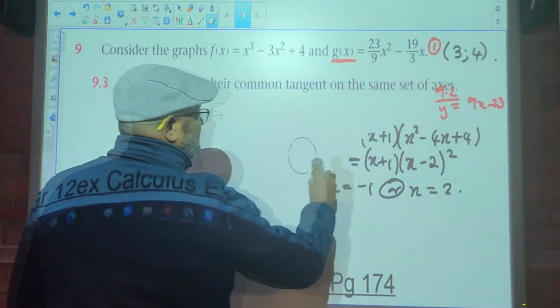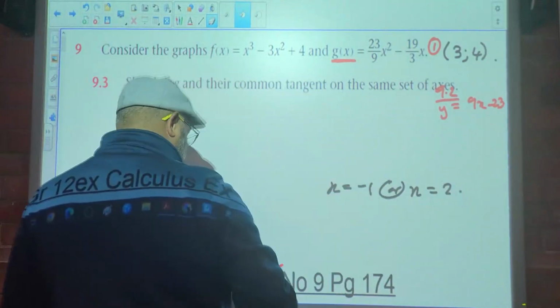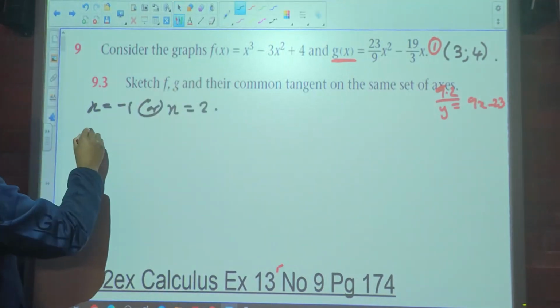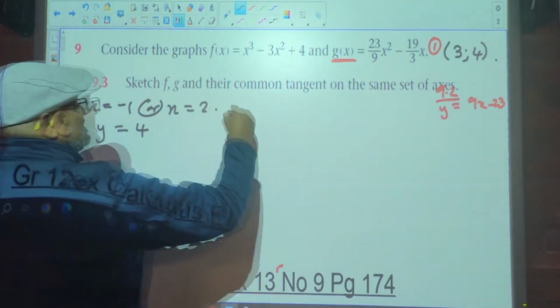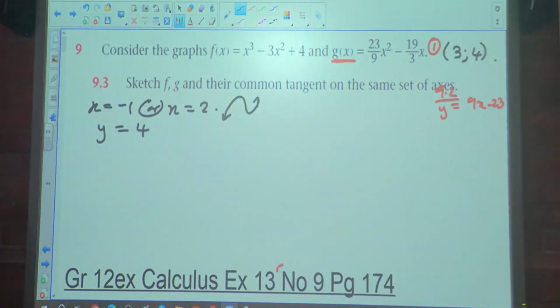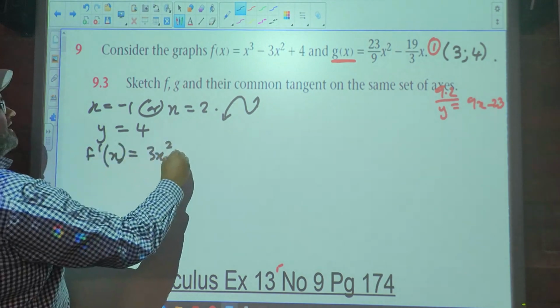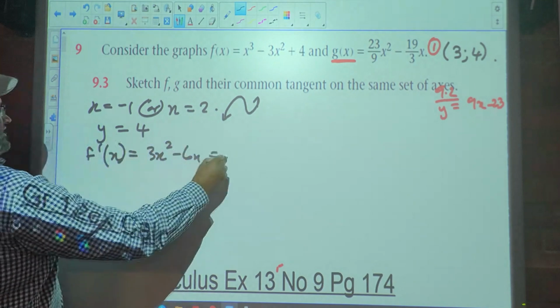What is my corresponding y value? That's your x-intercept. What's your corresponding y value, people? There it is. Y is equal to 4. The graph is going to go up, then down. So what do we work out thereafter? Our stationary points, which are also known as our turning points. How do we work out our turning points? First derivative equal to 0. So f prime x gives us 3x squared minus 6x, and that equal to 0.